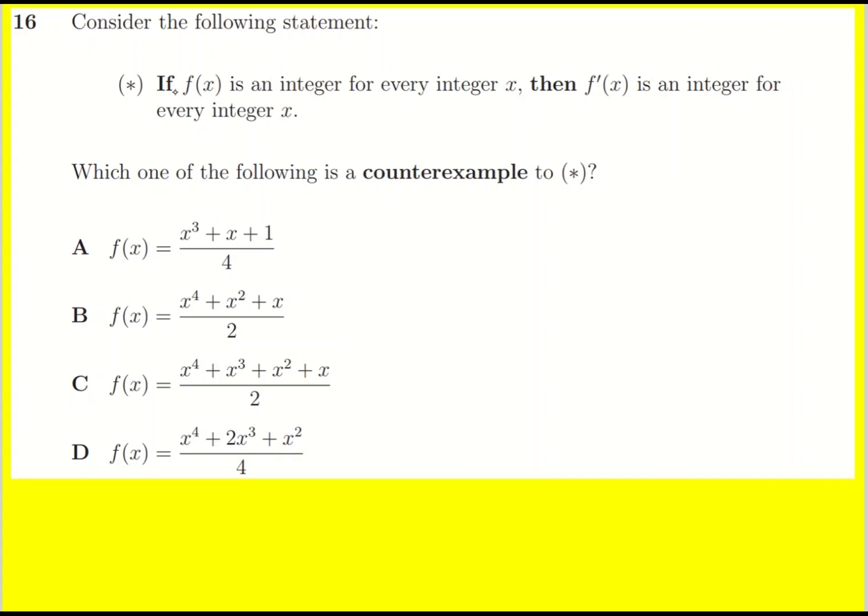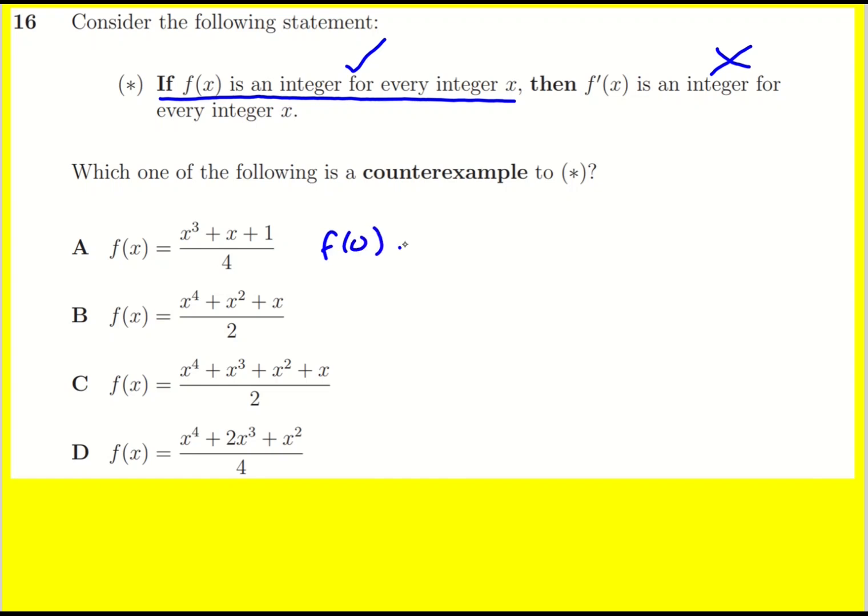We're seeking a counterexample for this statement: if f of x is an integer for every integer x, then the derivative is also an integer for every integer x. So the first thing I want to check is whether the first part is true or not, because if it's not, then there's no way I could have a counterexample. To have a counterexample, I need the first thing to be true and the second thing to be not true.